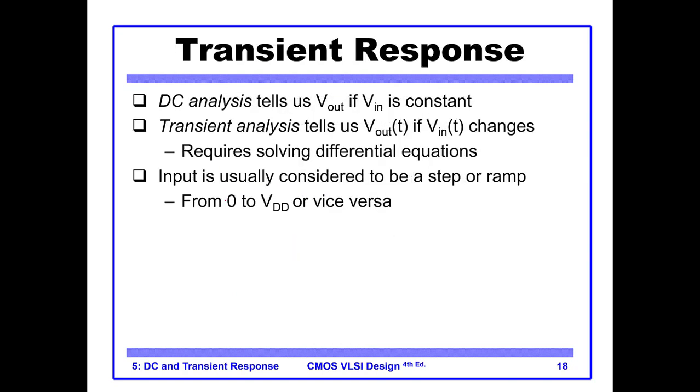So this was the DC response. Now let's come to the transient response. DC analysis tells us about Vout if Vn is constant.